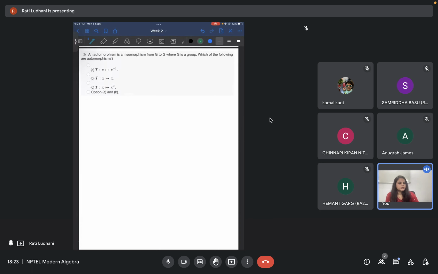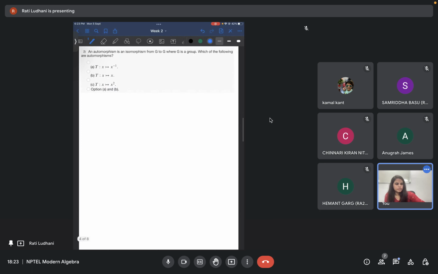An automorphism is an isomorphism from G to G. Do you know what an isomorphism is? I'll just ask you, what is a homomorphism? So you have, let's say, G1 to G2 by phi. Then what is a homomorphism? These are two groups.